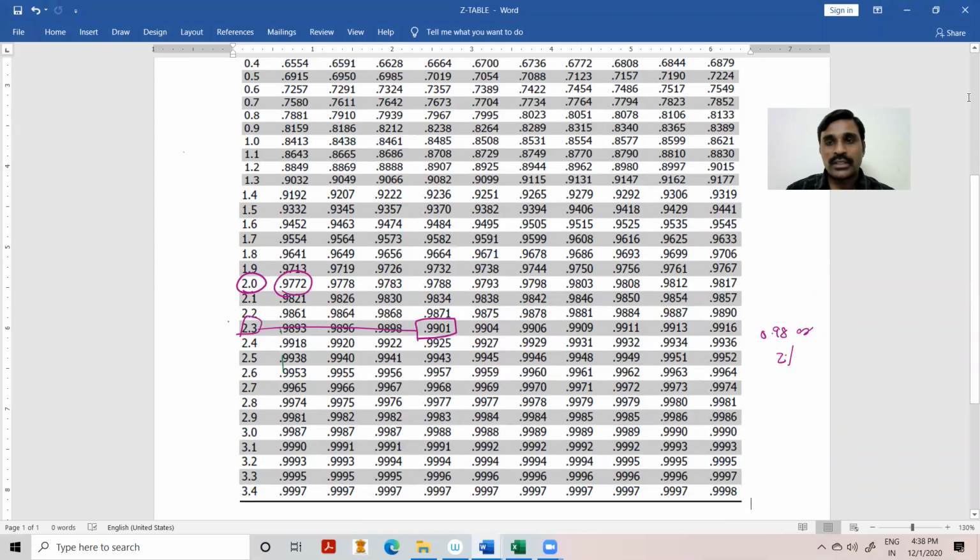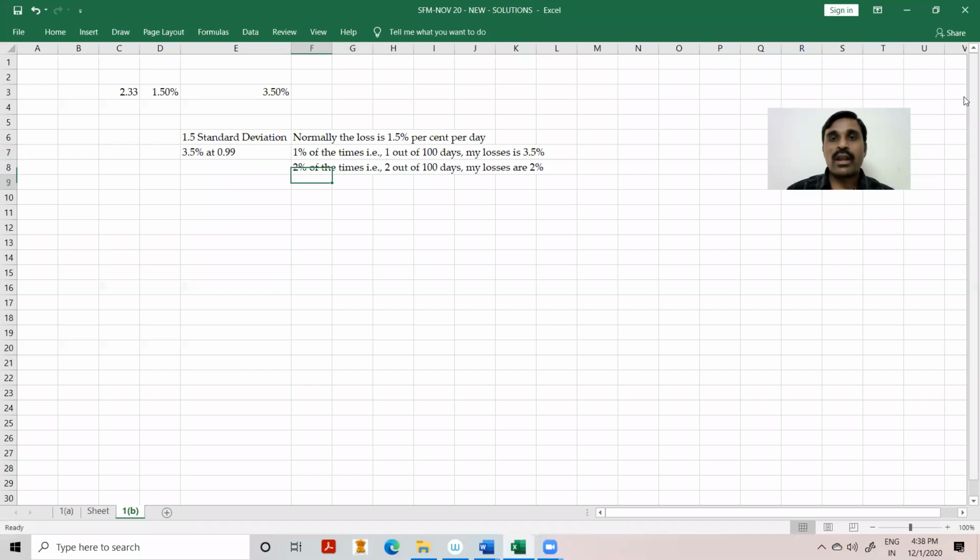My losses are how much? My losses are 2%. Or 1 out of 200 days, my losses are 2%. Anyway, you take this. So 2% of the time, that is 2 out of 100 days, my losses are 2%. Normally, my losses are 1.5% per day.